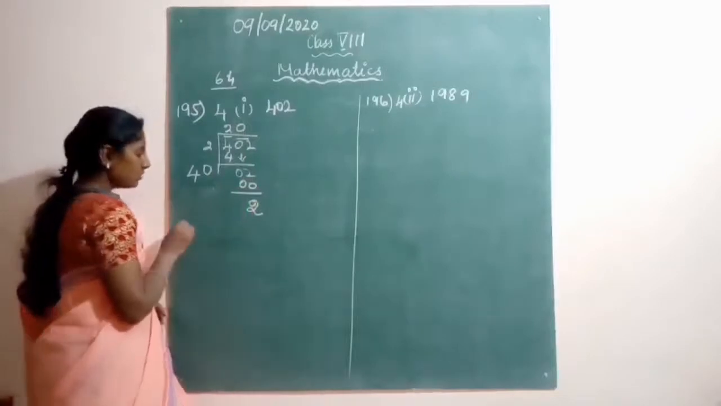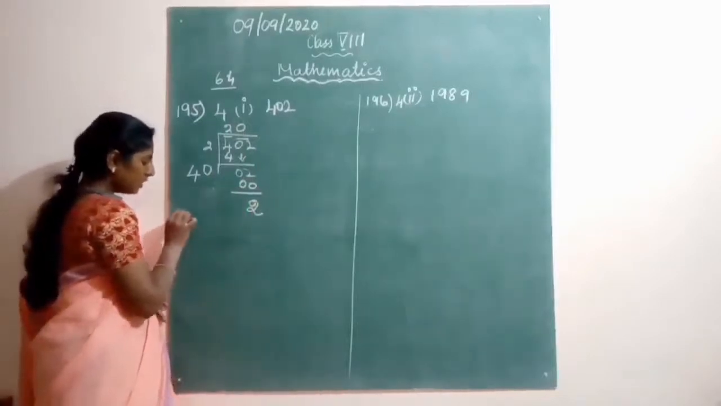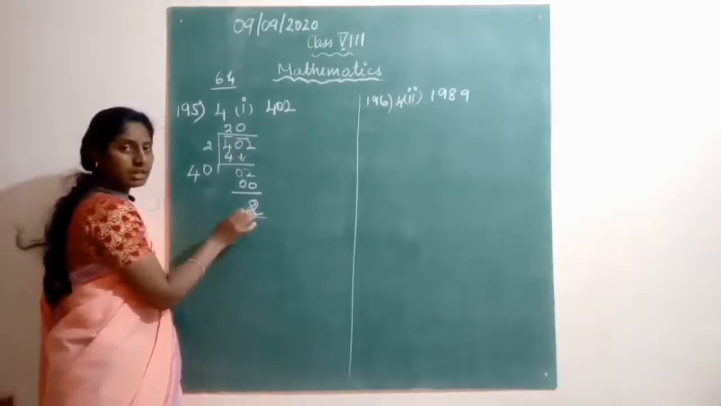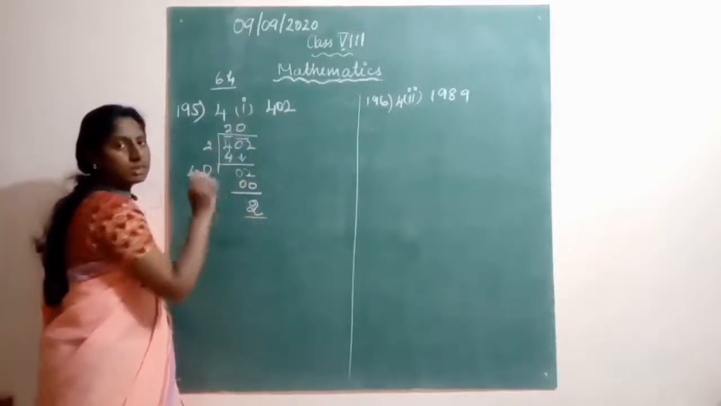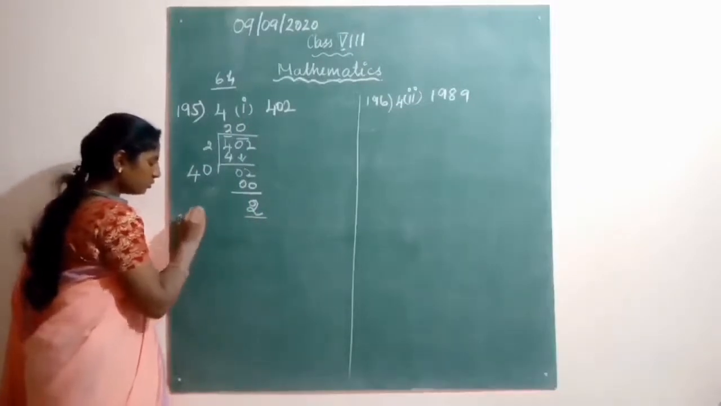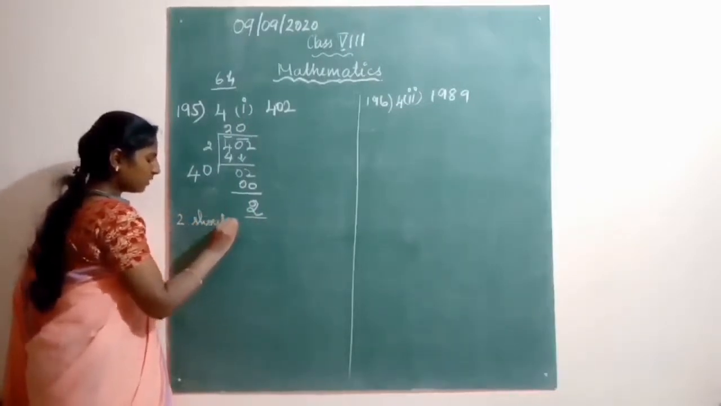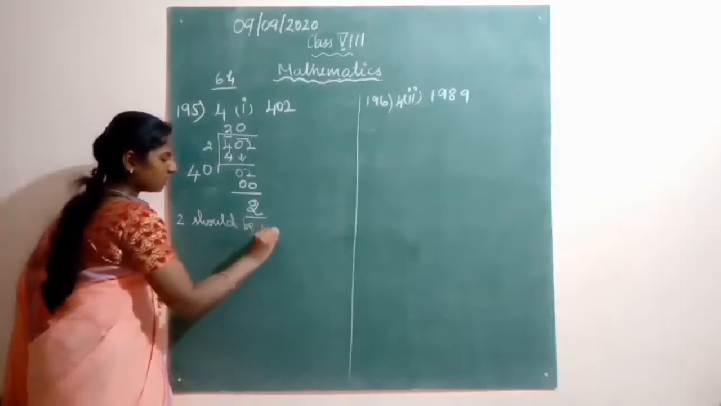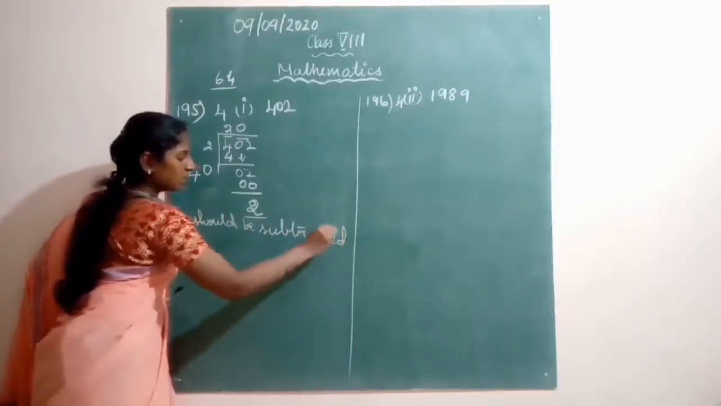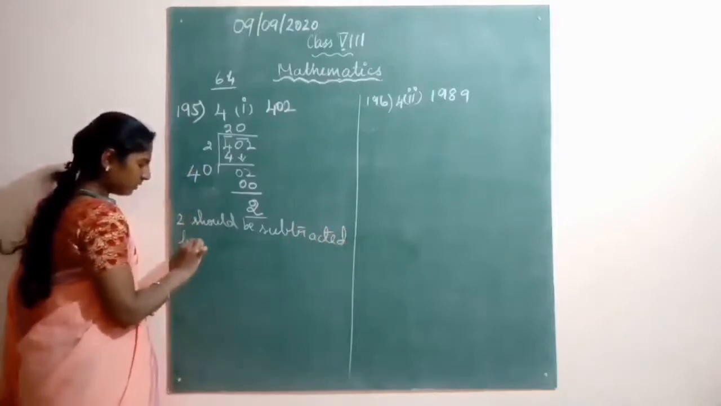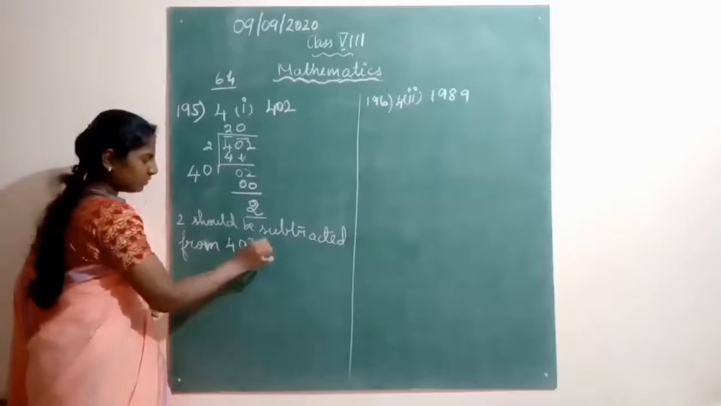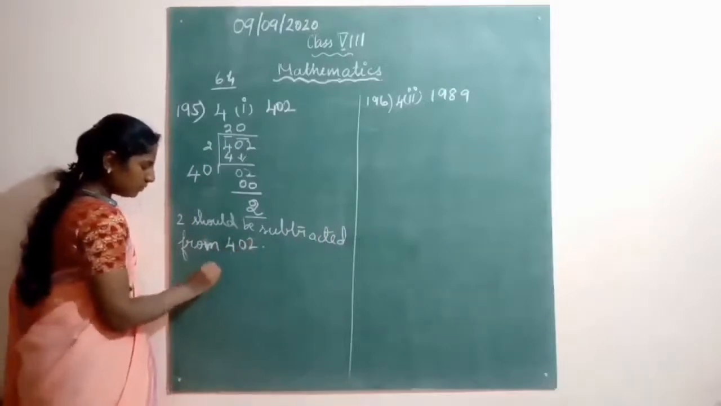Okay. So now the number that comes as the balance, that is the remainder, should be subtracted from the question. Okay. So write: 2 should be subtracted from 402. So what is 402 minus 2?